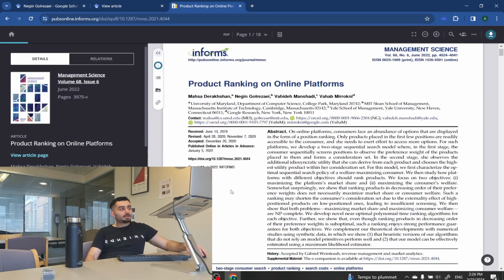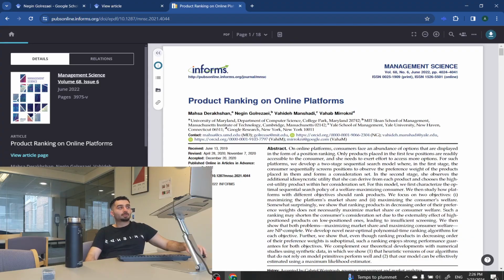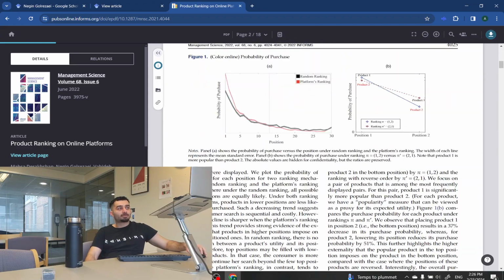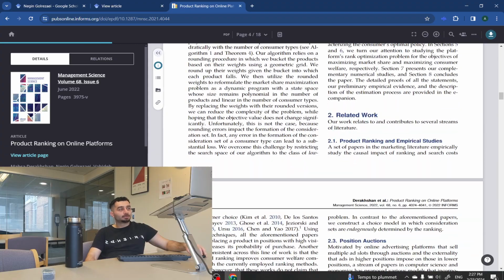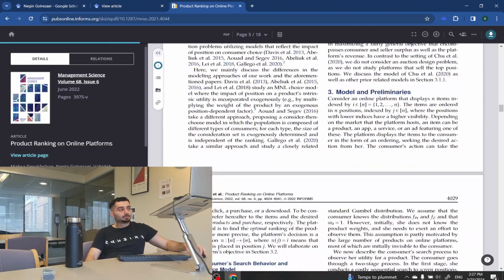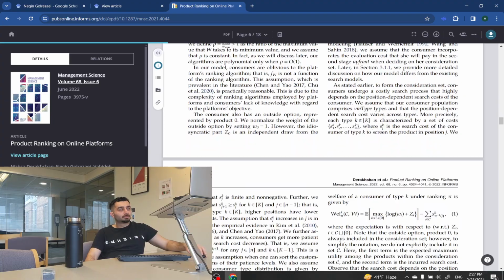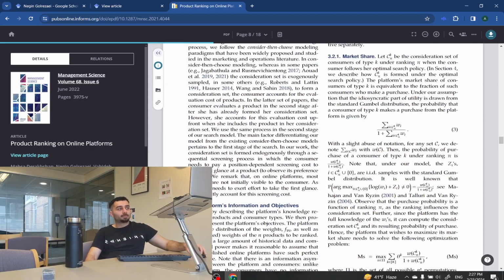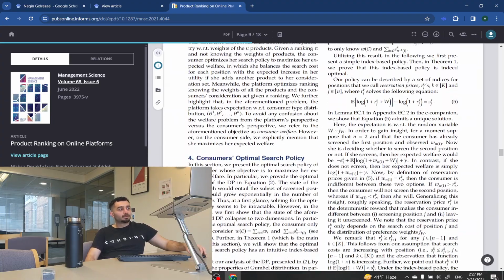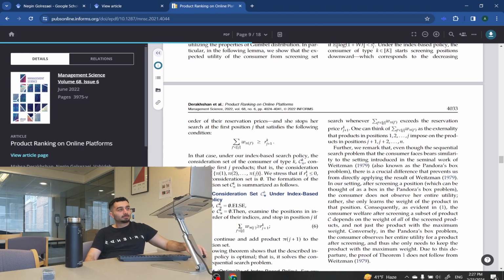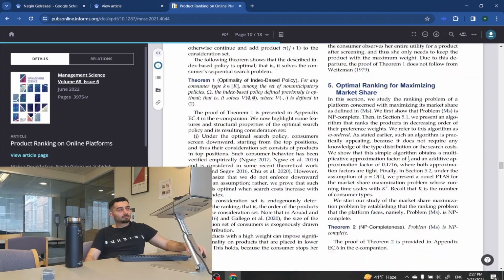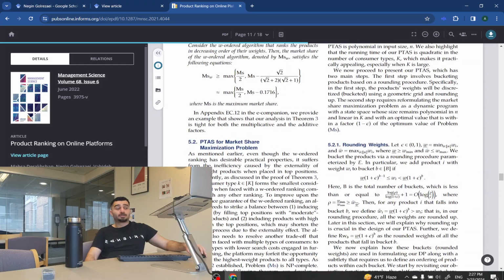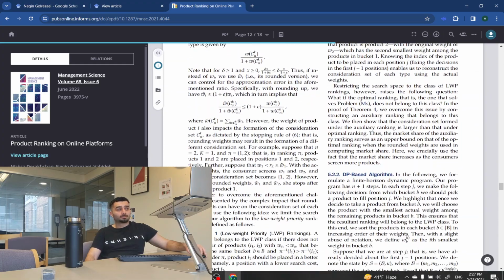So this is another paper, product ranking on online platforms. This is a short paper. This is a paper we can take a look at. And actually, it is something we should look at.